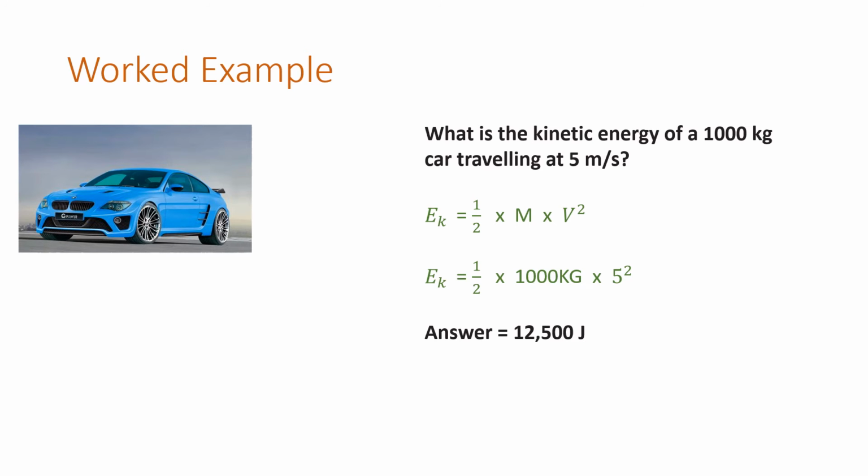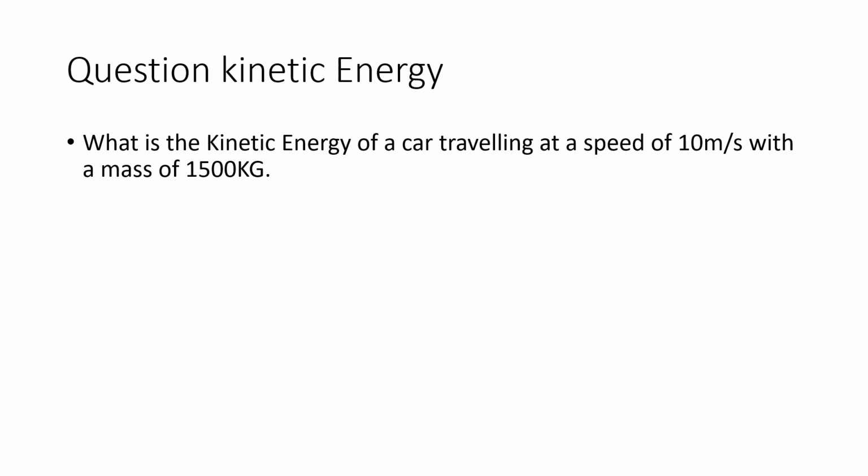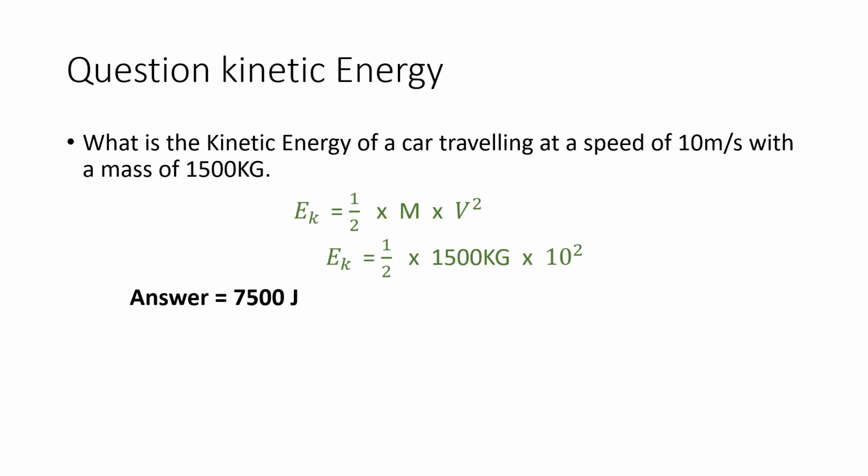Now we take a look at another example. It says, what is the kinetic energy of a car travelling at a speed of 10 metres per second with a mass of 1500 kilograms? Now please pause the video and have a go. Great, so if we take a look at our equation from the previous slide, kinetic energy is equal to a half times mass times speed squared. So if we plug in our values, we have a half times 1500 times 10 squared, and that will give us 75,000 joules.